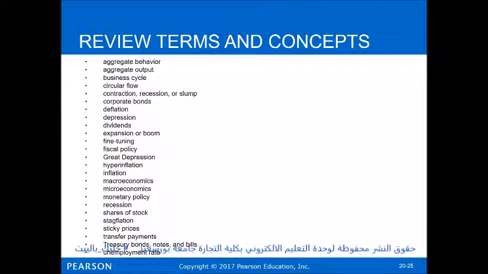At the end of this lecture, make sure that you have a good understanding of the following: aggregate behavior, aggregate output, the business cycle, the circular flow, contraction, recession or slump, corporate bonds, deflation, depression, dividends, expansion or boom, fine-tuning, fiscal policy, Great Depression, hyperinflation, inflation, macroeconomics, microeconomics, monetary policy, recession, shares of stock, stagflation, sticky prices, transfer payments, treasury bonds, notes and bills, and finally the unemployment rate.